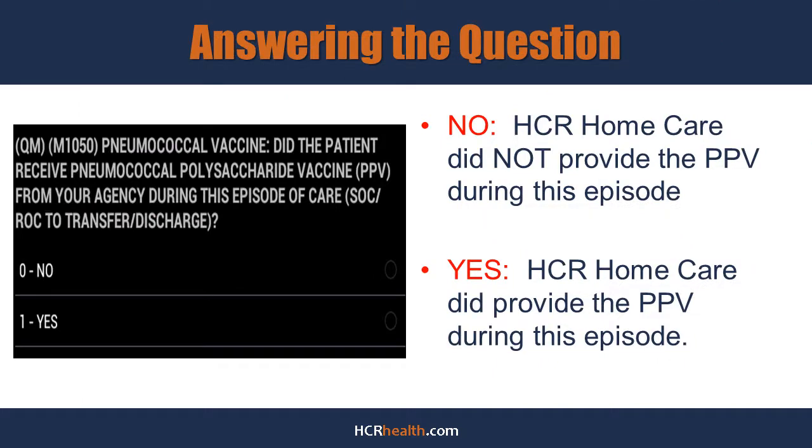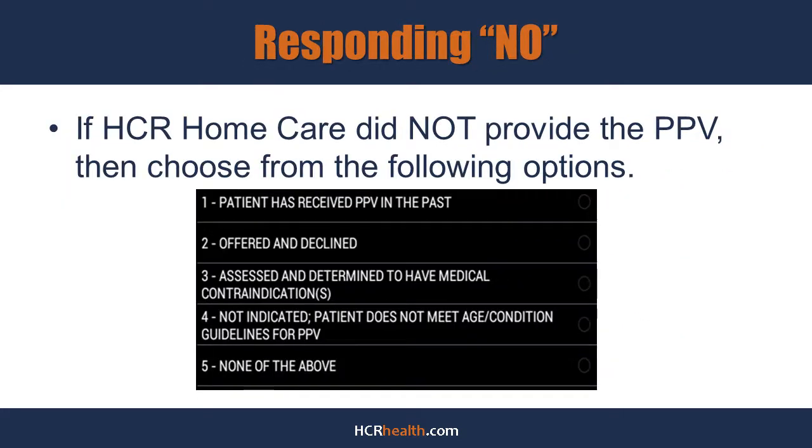So the OASIS question asks if we, HCR Home Care, provided the pneumococcal vaccination. Our choices are no and yes. Choosing yes, we are indicating that we, HCR Home Care, did provide the pneumococcal vaccination during this episode of care. Responding no indicates that HCR did not provide the pneumococcal vaccination. If we respond no, we will be asked to clarify why we didn't provide this vaccination.